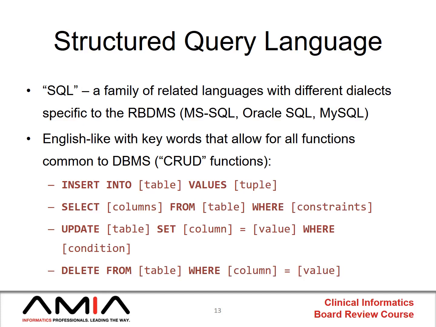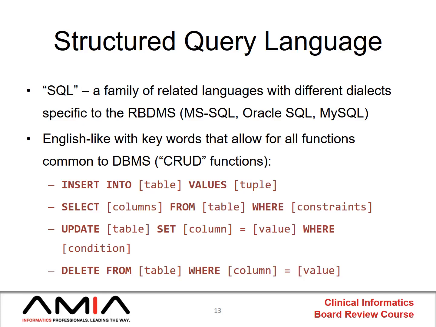Insert into, then the name of a table, values, and then the ordered list of the tuple. And remember, it has to be an ordered list in the correct order. Otherwise, you'll populate the wrong elements into the wrong attributes. The select statement is read: select, and then the list of columns that you want to select, from, followed by the name of the table, where, and then any constraints you want to implement. Select patient first name and last name from the patient table where last name starts with the letter D, for example.